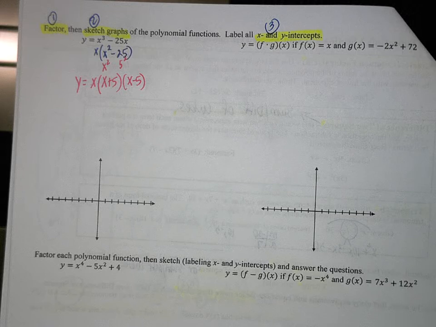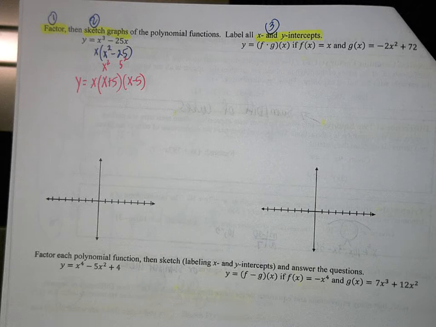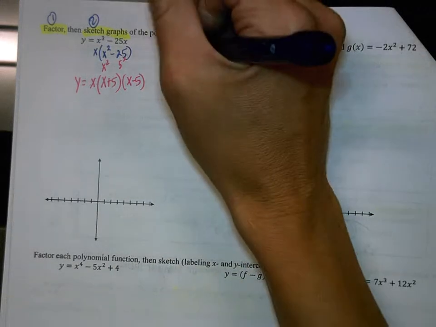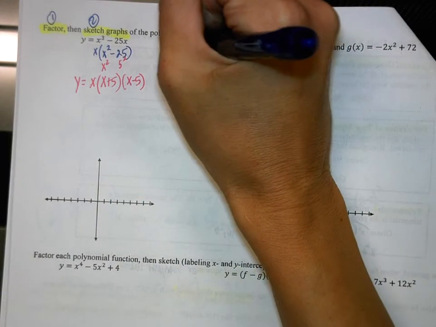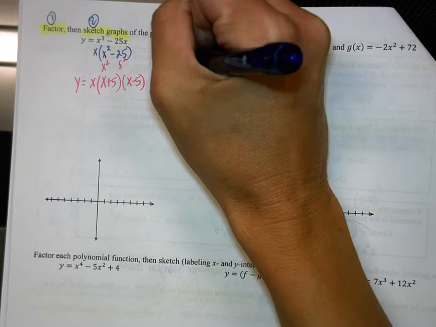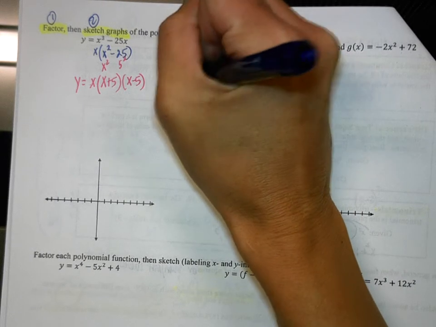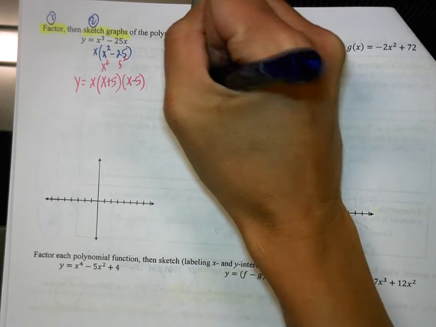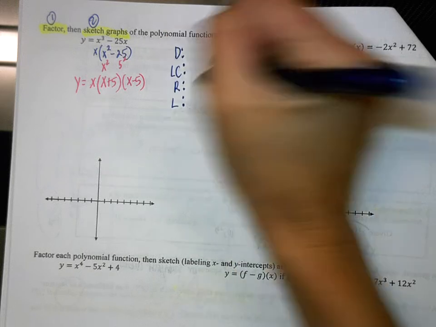Now they want us to sketch the graph. In order to sketch the graph, we need a lot of information, okay? When we are sketching our graphs, there's always 4 things we normally write to the side. We write our degree, our leading coefficient, our right end behavior, and our left end behavior.